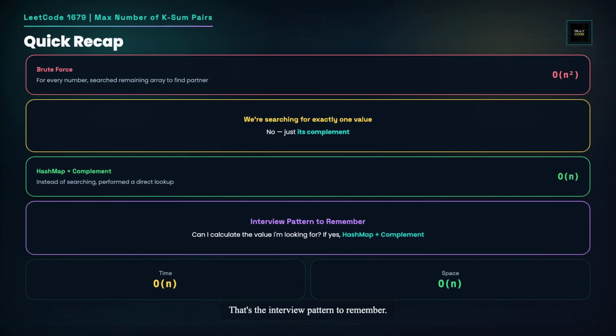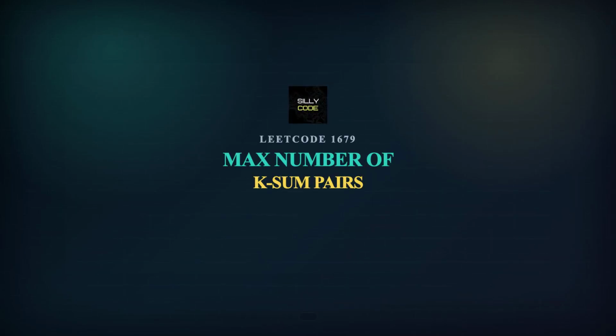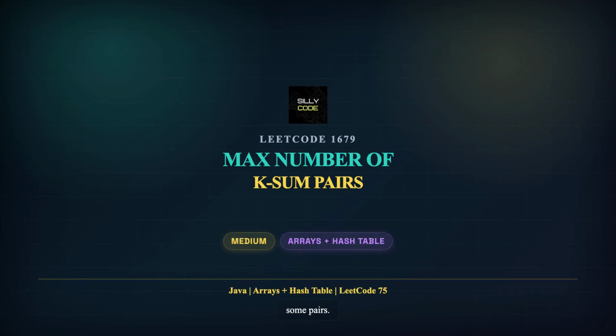That's the interview pattern to remember. Whenever a problem asks you to find pairs or values that satisfy a target, ask yourself this question. Can I calculate the value I'm looking for? If the answer is yes, there's a good chance a HashMap with complement lookup can lead you to the optimal solution. And that's how we solve LeetCode 1679. Max number of k, sum pairs.